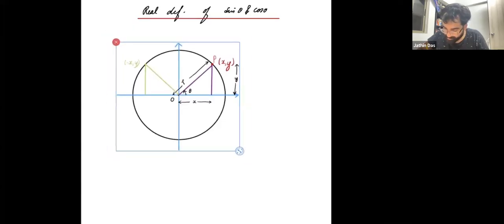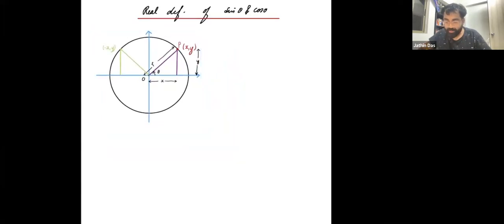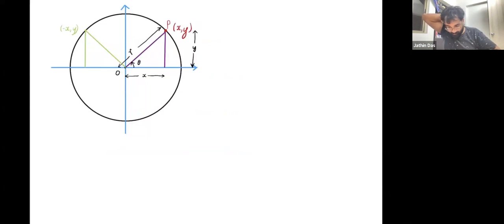Okay, I have already drawn the diagram, so I'm just pasting it so that will save our time. I've drawn a circle with radius r. You might have understood. That is the circle, and the axis is the blue one. So this is x, this is y.